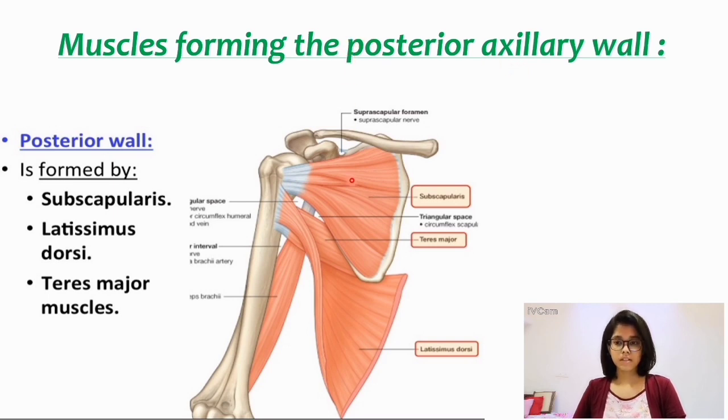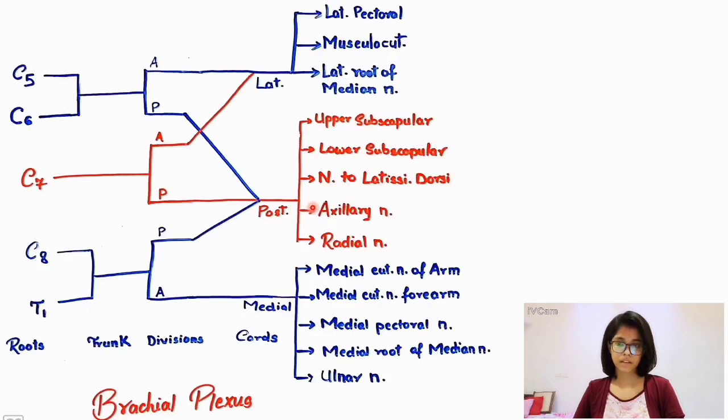Talking of the muscles, there are three, that is subscapularis, latissimus dorsi, and teres major. The three muscles form the posterior axillary wall. Coming to brachial plexus, these are the roots, that is C5 to C8 and T1 spinal segments, and then they form the trunk, then the divisions, and here comes the point of interest, that is lateral, posterior and medial cords. Talking of the lateral cord, it gives three branches, mnemonic being the LML: lateral pectoral, musculocutaneous, and lateral root of median nerve.